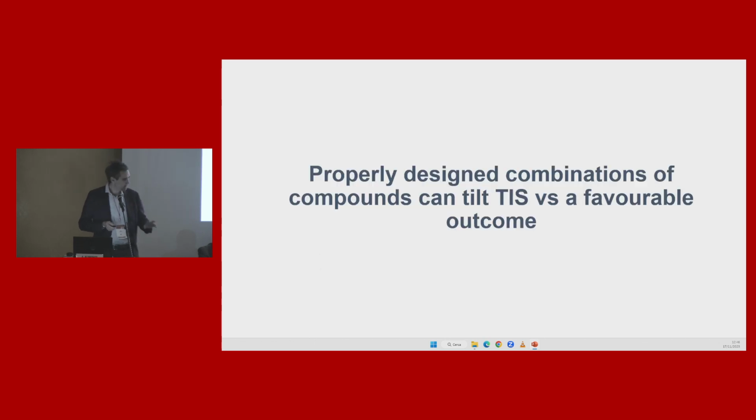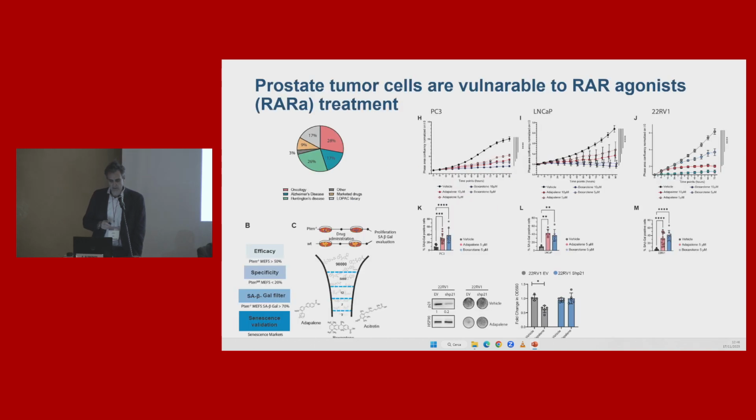So I try to go fast, right? But now I want to convince you that senescence can also be an anti-tumor mechanism. Indeed, I'm going to show you recent data, submitted for publication, on cancer cells showing that a properly designed combination of compounds can actually tilt therapy-induced senescence toward a favorable outcome. The story starts when Manuel Colucci in the lab was screening many different compounds in order to assess which of these compounds could enhance senescence in prostate cancer cells.